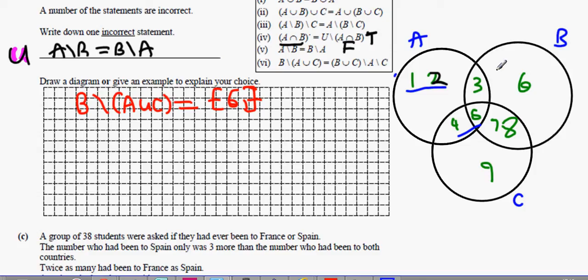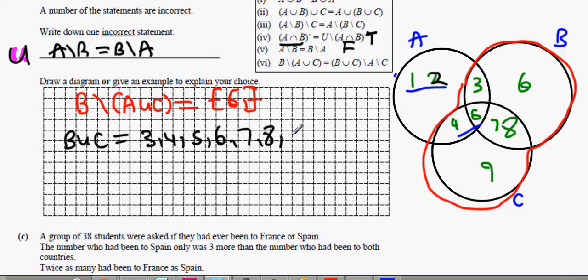Okay, so B union C is this one here. And we can see all these ones here, and out of this list they're not allowed to be in A, so B union C is going to be 3, 4, 5, 6, 8, 9. B union C that's not in A is going to be everything in B union C that's not in A. We're going to get rid of the 3, the 5 and the 4. So we're only left with 6, 7, 8, 9.